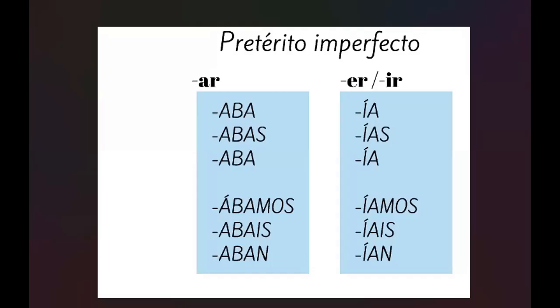Hi guys, today we are going to check el pretérito imperfecto in Spanish, so we're going to learn how to use it. First of all, we're going to learn how to use the correct conjugation for this tense, okay? As you know, we have in Spanish the verbs that finish with AR, the verbs that finish with ER, and the verbs that finish with IR.